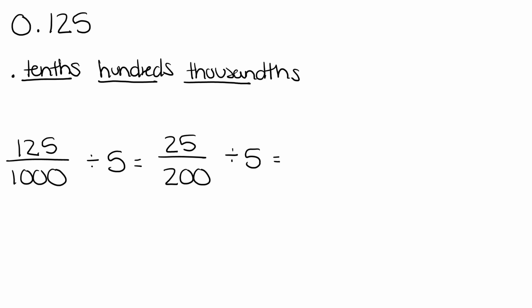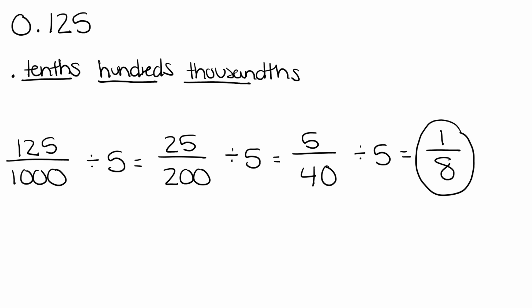25 divided by 5 is 5. 200 divided by 5 is 40. We can simplify this fraction again. I can divide 5 and 40 by 5. 5 divided by 5 is 1. 40 divided by 5 is 8. 1 over 8 is our final simplified fraction.